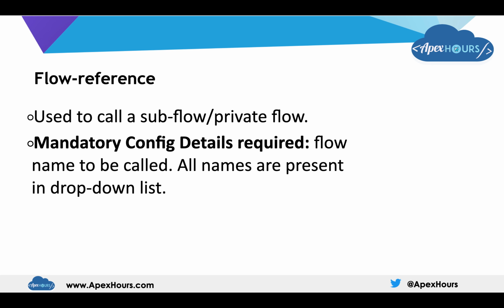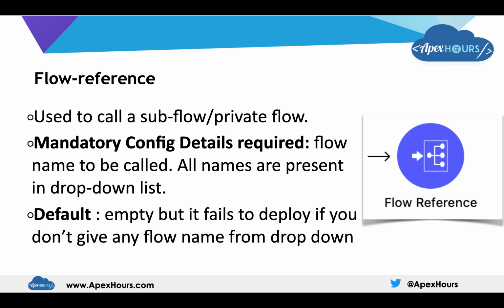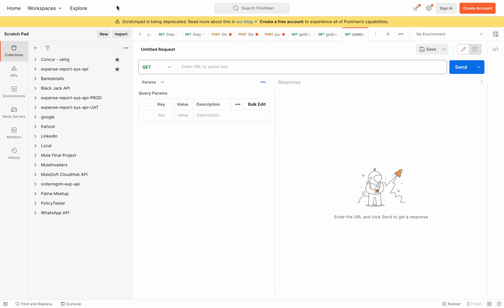The mandatory configuration detail is the flow name that you have to call, and you don't have to type any flow name. All you have to do is use the drop down, where you will see the list of flows present within the Mule application, and you can choose one. That's why we love MuleSoft. By default it is empty, it doesn't select anything, but if you leave this field empty, your application will fail to deploy, because whenever you use the flow reference connector, you must choose one of the flows. All right, before going to our next slide, let's go back to our Anypoint Studio.